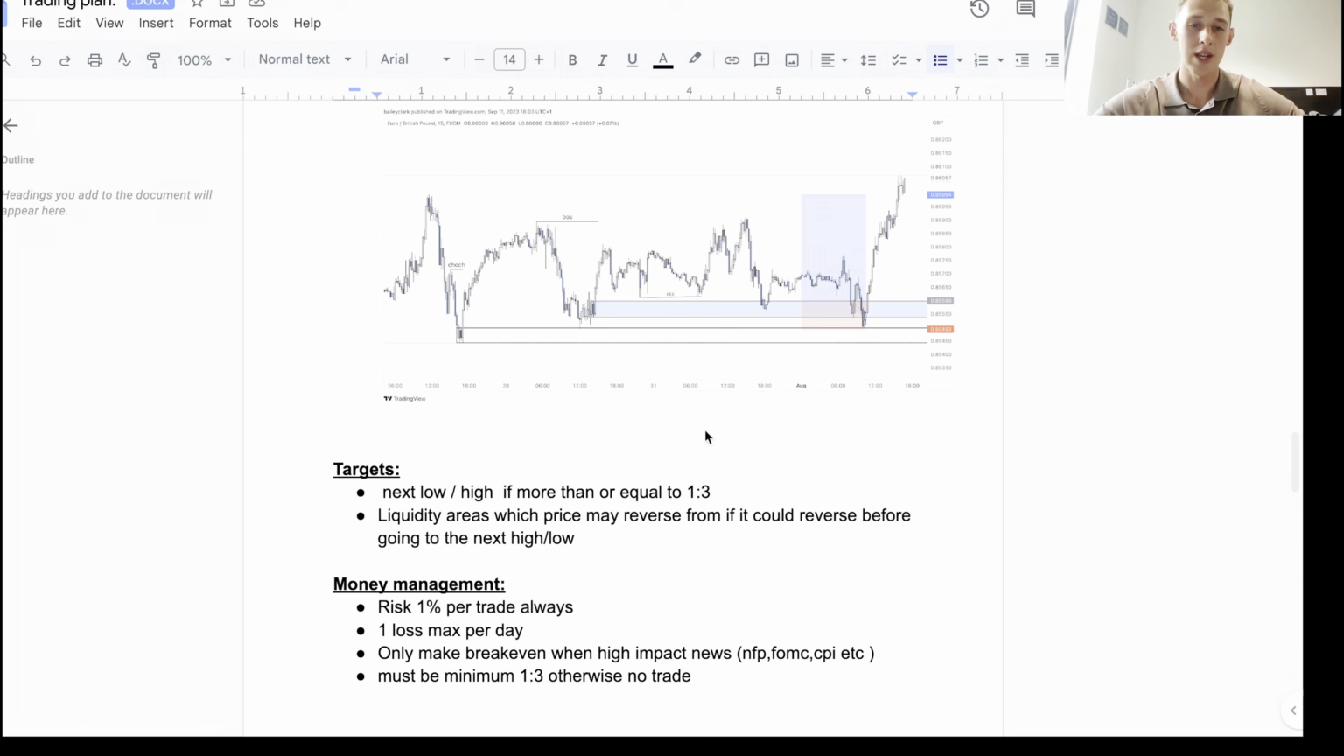1% risk always. 1 loss maximum per day, but I rarely get 2 trades in a day anyway. Normally it's more like 3 to 5 in a month.